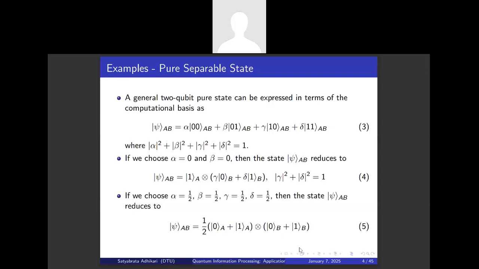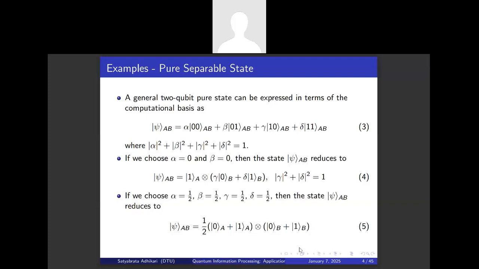γ, δ all belong to the set of complex numbers. Okay, so if we choose α equals 0, β equals 0, then the state ψ_AB reduces to this one. So just put here α equals 0 and β equals 0, then you can see that we end up with γ|10⟩ plus δ|11⟩. So this means that you can write the state γ|10⟩ plus δ|11⟩ in the form given in equation 4. So just from the definition, you can see here that the two subsystems can be written as a tensor product of the two subsystems A and B. Okay, so this means that the two subsystems can be separated.